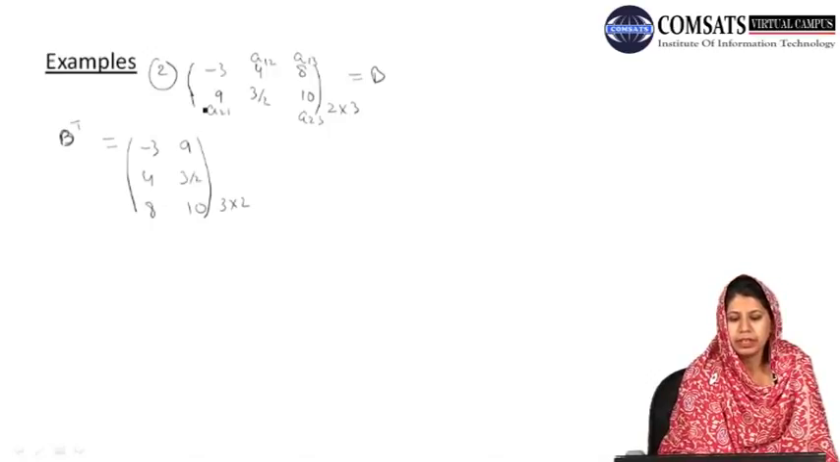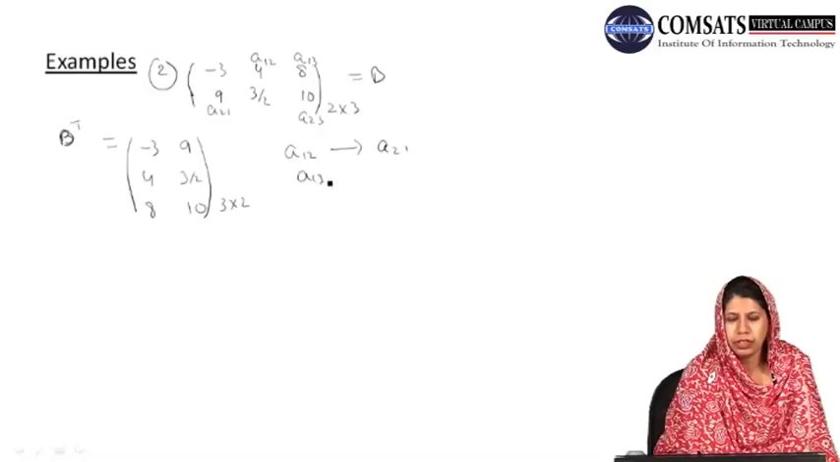That is what is happening here. A12, after taking the transpose, shifts to A21. A13 shifts to A31. A21 is shifting to A12, and A23 is shifting to A32.